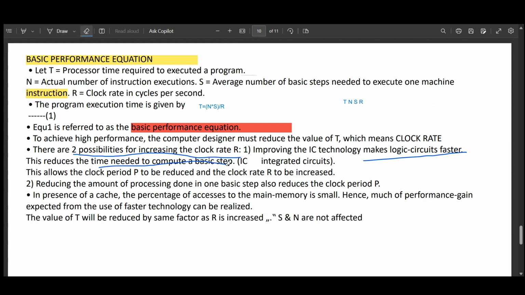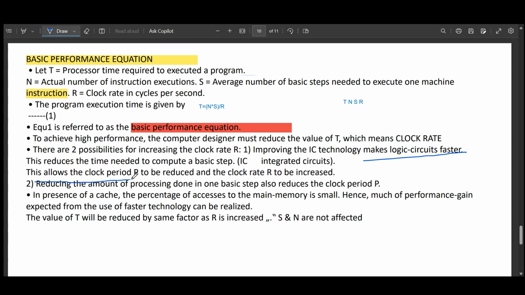Obviously the thing will happen like this only. If some machine you're working with works faster, your time gets saved. If your time gets saved, eventually the performance of your work will also increase. You're doing some work with your laptop, if it is going slow, you will not be able to complete the work on time, and obviously your performance will also go down. That is what they are telling here. If IC technology improves, the logic circuit will become faster, and time will get reduced to compute the basic step. Now let's see the next point.